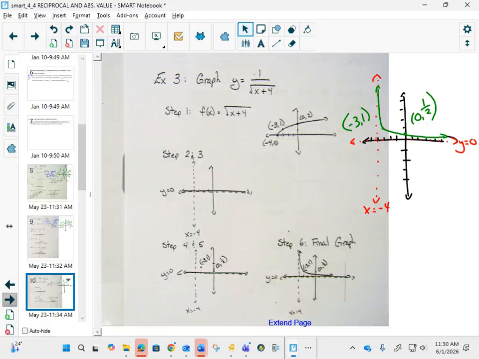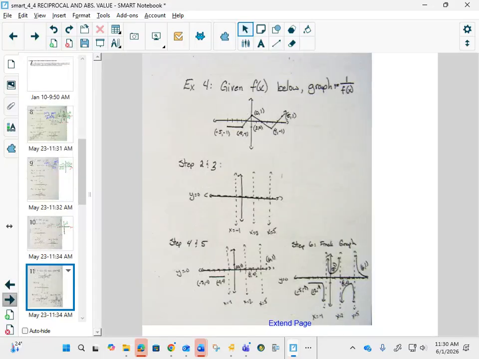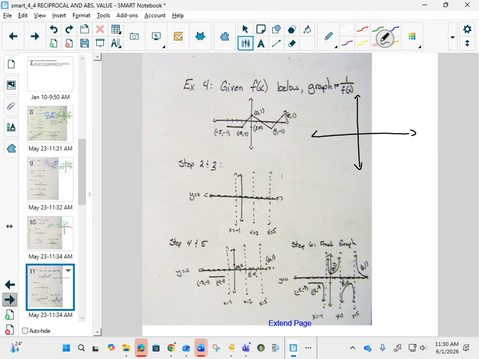Lots of times on the final exam, you'll get questions like this. They'll give you the random graph and ask you to graph 1 over f of x. Okay. So they gave me the graph, and I have to draw the reciprocal graph.